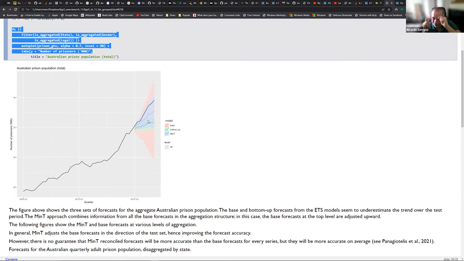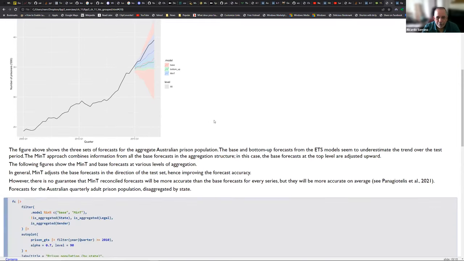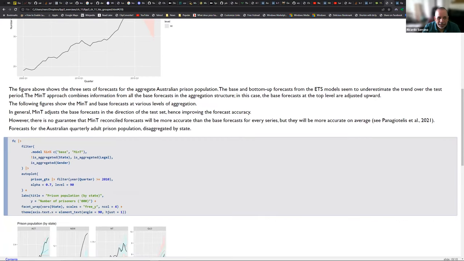The figure above shows the 3 sets of forecasts for the aggregate Australian population. We do the base, we do the bottom-up forecast for the ETS model, and then we do the MinT, which is an optimal reconciliation approach from all those base forecasts of the aggregation structure. In this case, the base forecast at the top level is adjusted upward. Now, let's see that same method, but instead of the top level, we're going to do it by the states.